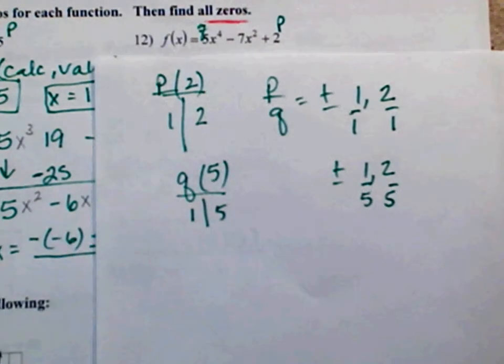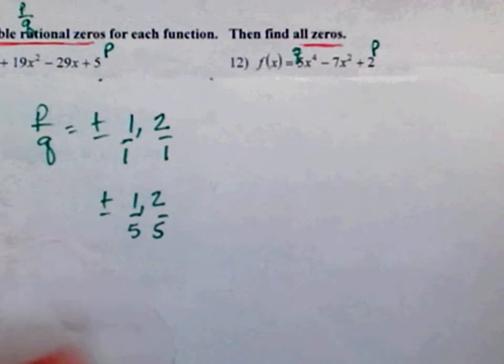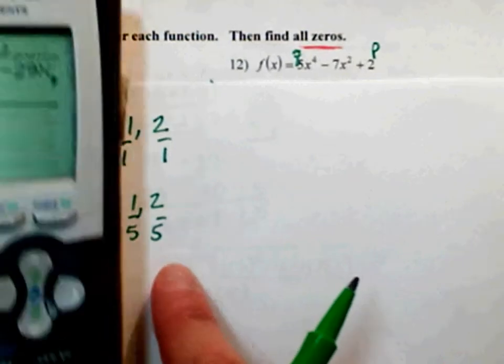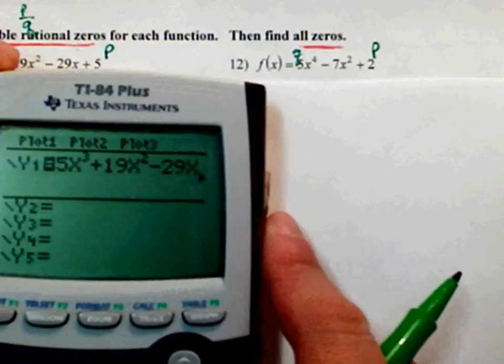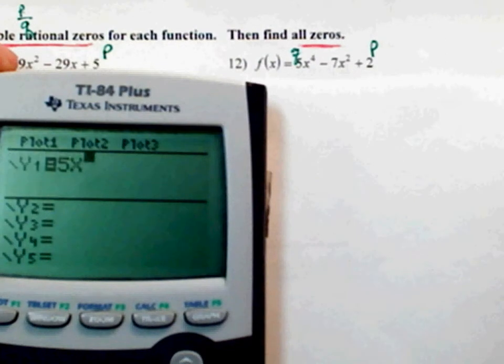Now let's go find all of our zeros. So these are all your possible solutions. Okay, go to clear your last problem. Let's type this one in. 5x raised to the 4th, minus 7x squared plus 2. Go ahead and graph that one.